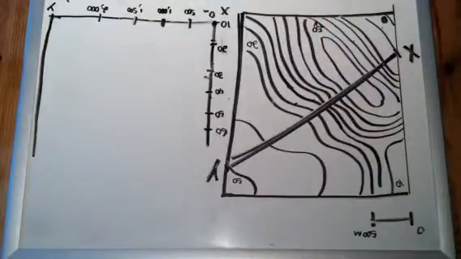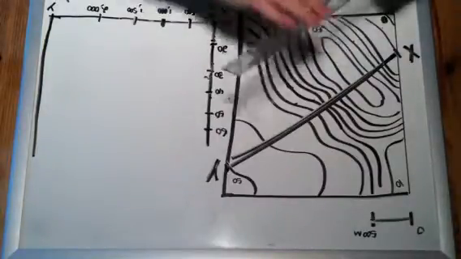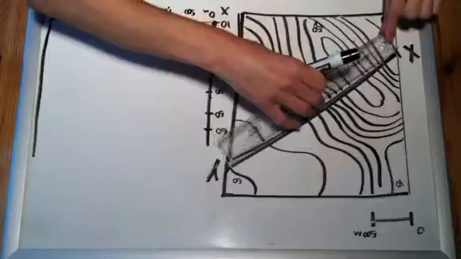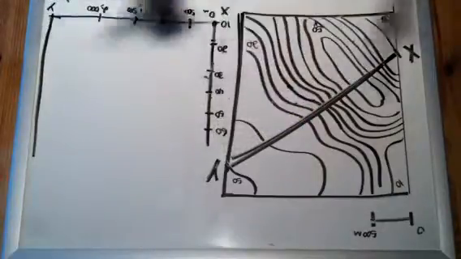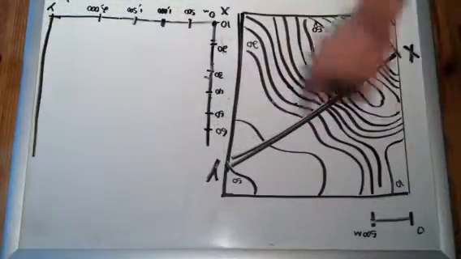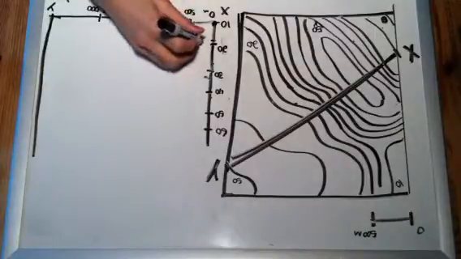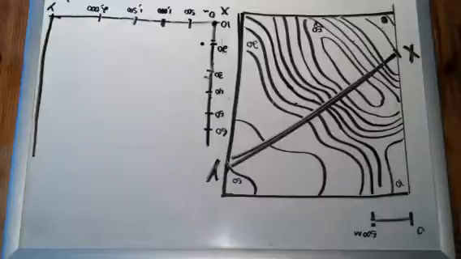So we can then measure the distance between the 10 and the 20, and it appears to be about 1 inch, or about half of our 500 meters. So we'll say it reaches 20 at about 250 meters, maybe about right there. Okay, so we've got another dot there.